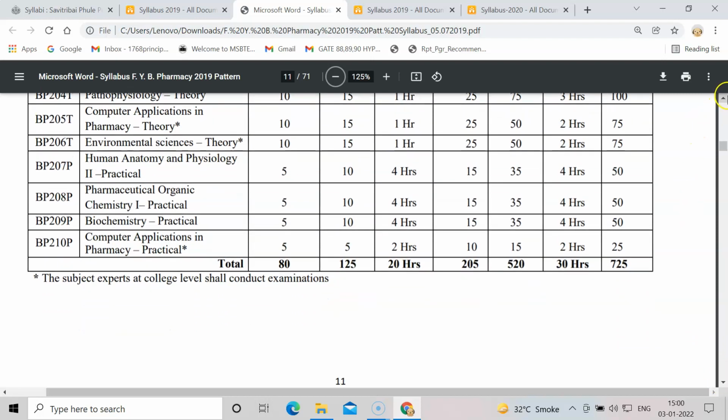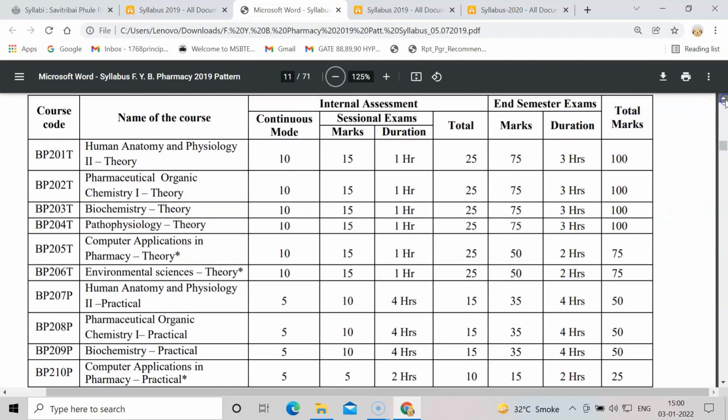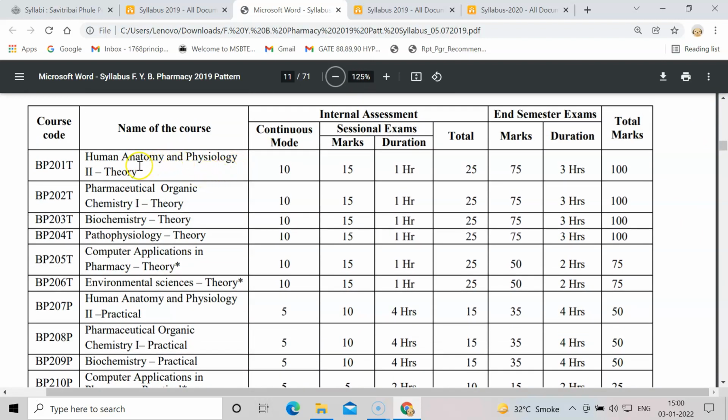Now see in this case, human anatomy and physiology, you had part 1, and now here you have part 2. In pharmaceutical organic chemistry, earlier in the first semester you had inorganic chemistry, and here you have pharmaceutical organic chemistry 1. Biochemistry is again a new subject for you, and pathophysiology is a new subject related to human anatomy and physiology.